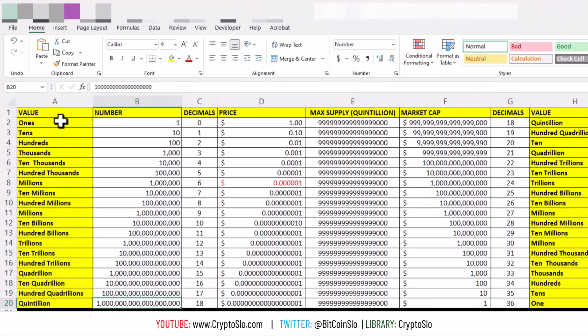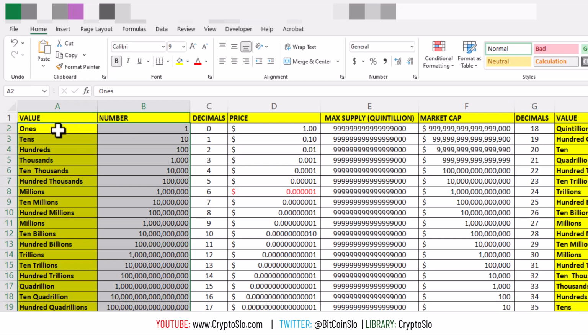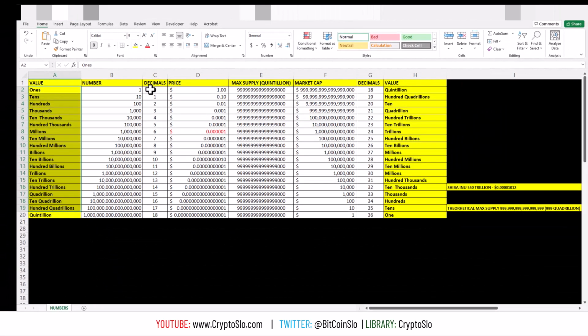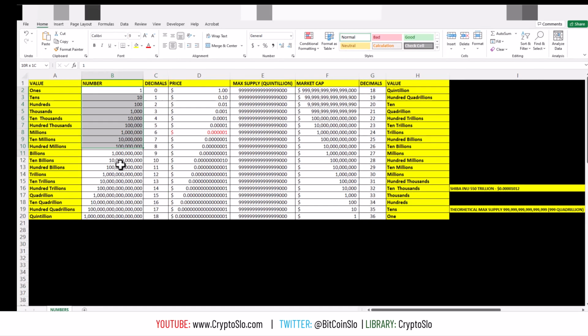So let's go over our decimal numbers and values so you understand. 1, tens, hundreds, thousands, 10,000, 100,000, millions, 10 million, 100 million. Actually, that should be billions. Billions, 10 billions, 100 billions, trillions, 10 trillions, 100 trillions, quadrillion, 10 quadrillion, 100 quadrillion, quintillion. Now that we understand the numbers and the number of decimal places, obviously you're taking the leading one off of it, so it's actually one coin over the max.